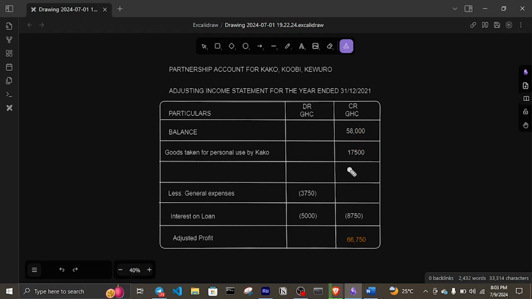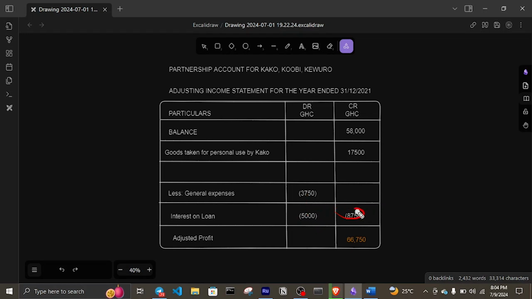Now, general expenses, we see less general expenses because the expenses is going to decrease it. So you put that in a bracket and write the expenses was 3,750. So you put that in a bracket, meaning we are subtracting at the debit side. Interest on loan will also decrease our profits. So we subtract 5,000. Now, if you add this, you're going to get 8,750.